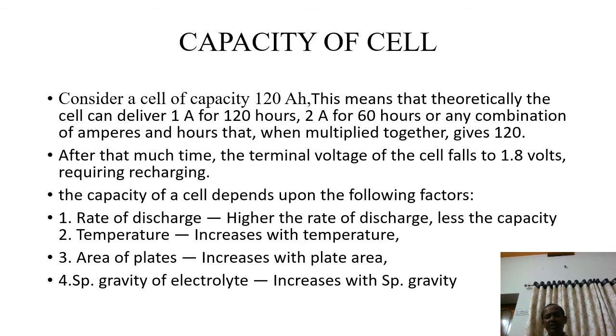You can observe that these four factors mostly determine the capacity of the cell. One is rate of discharge, second is temperature, third is area of plates, fourth is specific gravity of electrolyte. These four factors mostly affect the capacity of the cell. Right? All of you understanding this point?